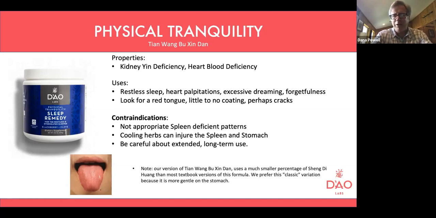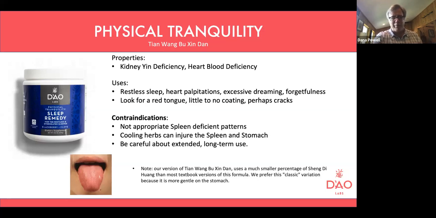And I do want to make a quick note here to tell you that the version of Tianwan Bu Xin Dan that we use here for physical tranquility is slightly different than what you find in your standard textbook entries. The version we use is still a classic formula, just one that's used a little bit less commonly, but we like it because it actually has a smaller percentage of Sheng Di Huang, which is Rehmannia, and this herb is quite cooling. So by having a smaller percentage of this herb, we feel that it's going to be more gentle on the stomach than the classic one.